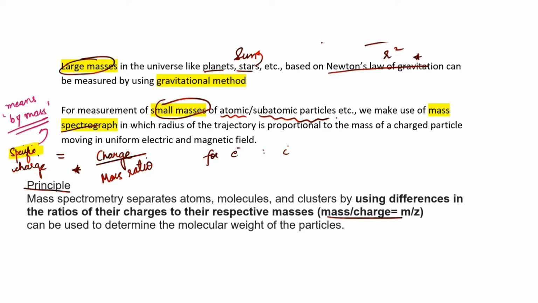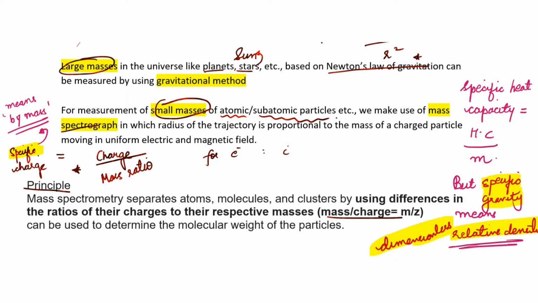Okay, when we say specific heat capacity, it is nothing but heat capacity by mass. So the word specific means by mass. But you might have heard this term specific gravity. Specific gravity does not mean gravity by mass. Here, specific gravity means relative density. It is dimensionless. Generally for other quantities the word specific denotes it is divided by mass.